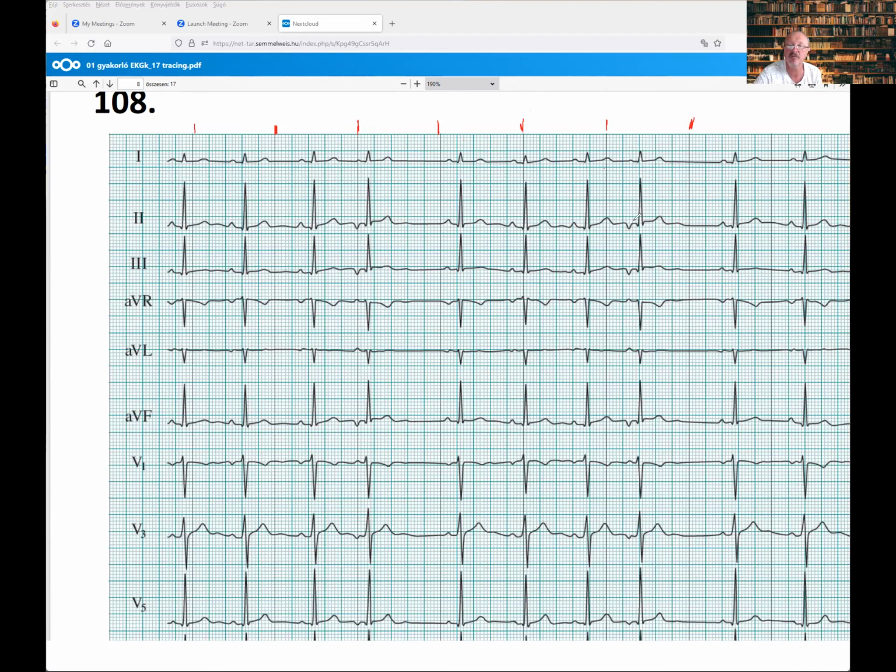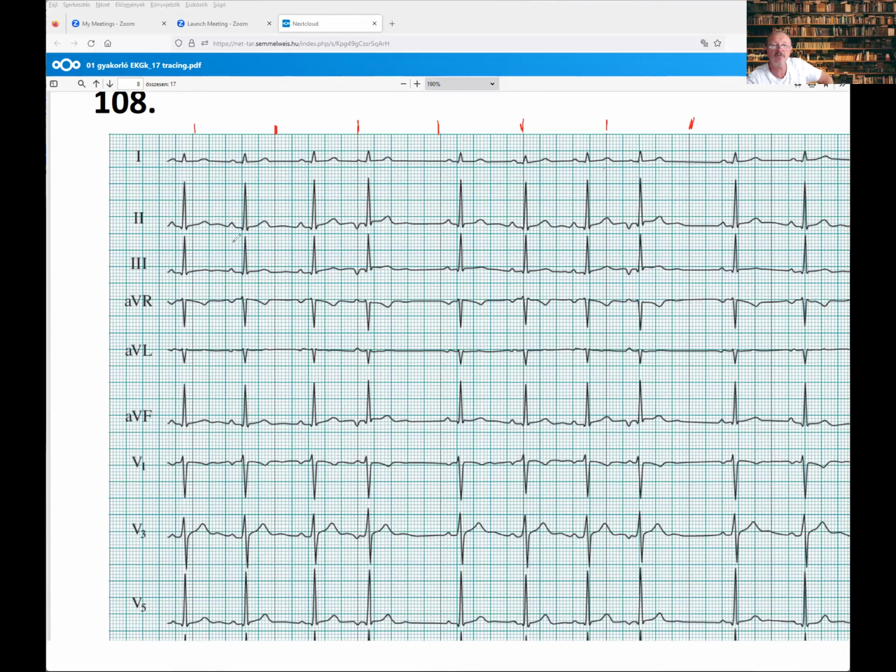Now we have 6 seconds. How many R's do we have? 1, 2, 3, 4, 5, 6, 7. I'm not counting this one, but it doesn't matter, 8 or 7. So the rate is 70 to 80, but it's still normal. Okay, all right, go on. Lead 1 is positive and AVF is positive, so it's a normal axis.